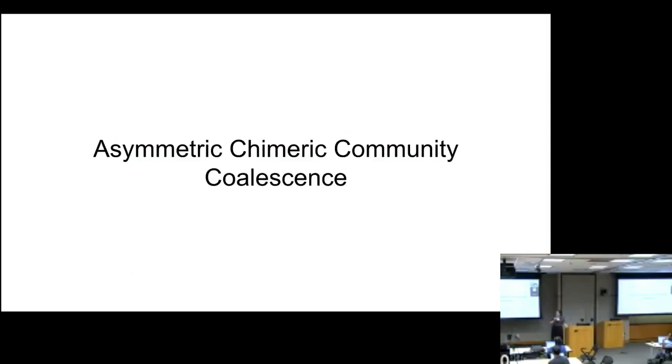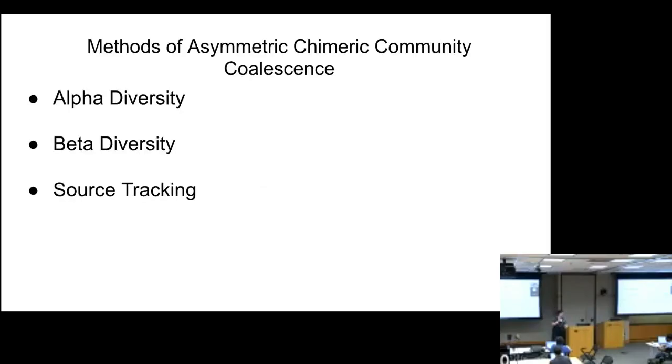So I'm going to go a little bit into each criterion here. I'm going to explain kind of the tools that are used, and then I'm going to show you some plots that you can generate with Q2FMT to assess them. So, asymmetric chimeric community coalescence. This is typically investigated with alpha diversity or beta diversity, or something called source tracking.